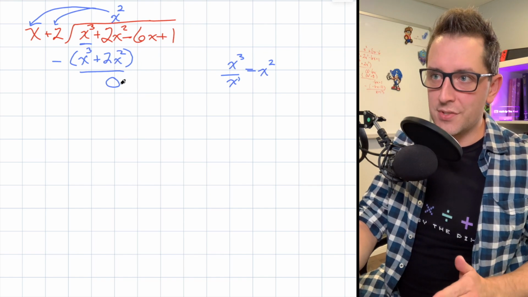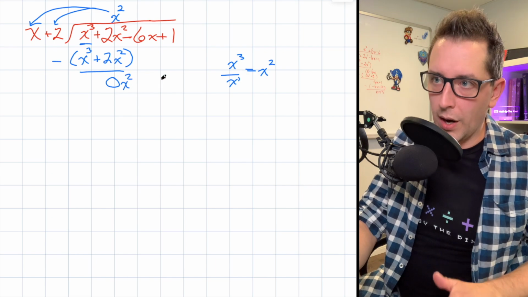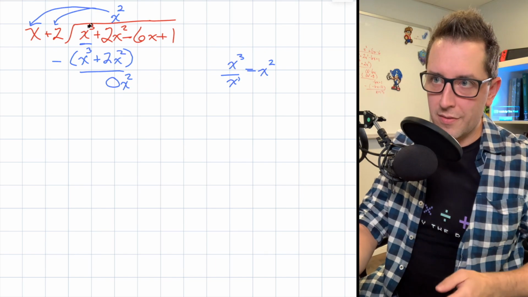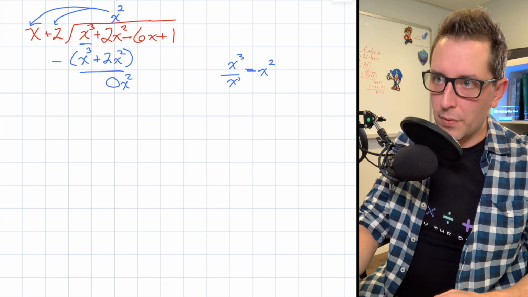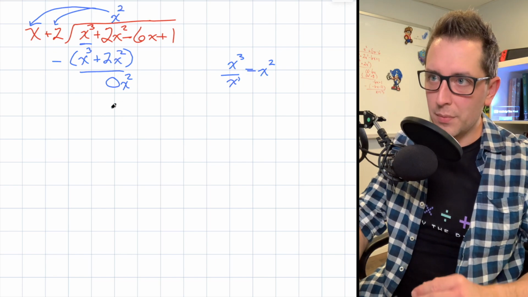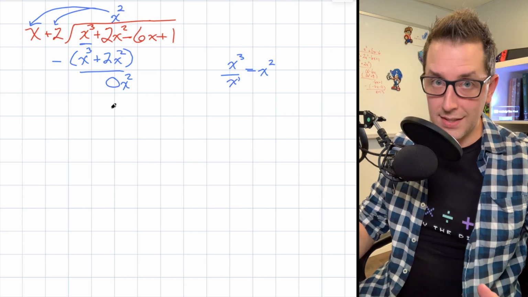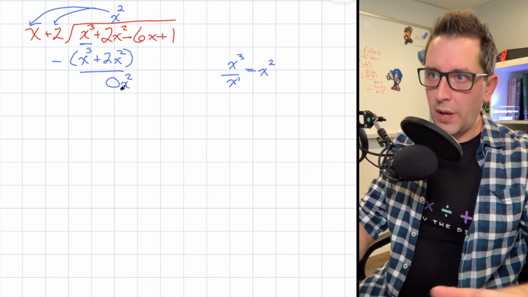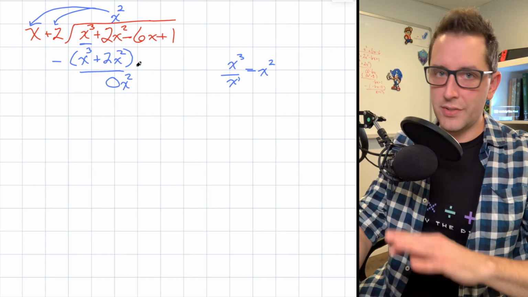So I don't just have 0, I have 0x squared, okay? I find if you keep the exponents on the variables in order, from the top of your problem straight down to the bottom, things stay organized and things are a lot less confusing. All right, so that's okay. We got 0x squared. Let's just keep going, see what happens.